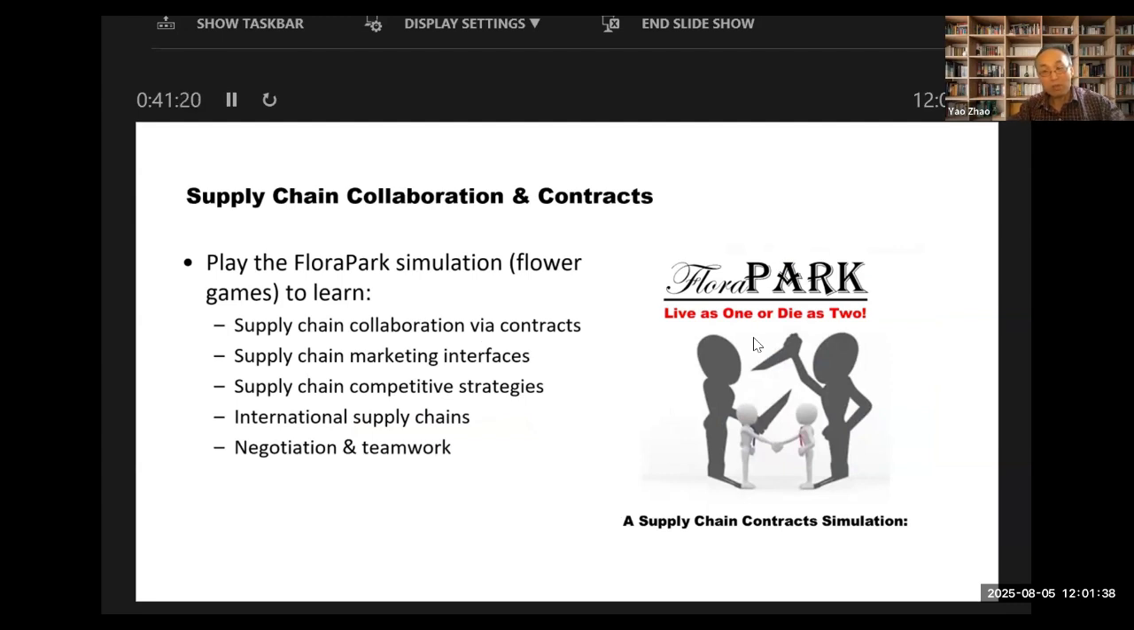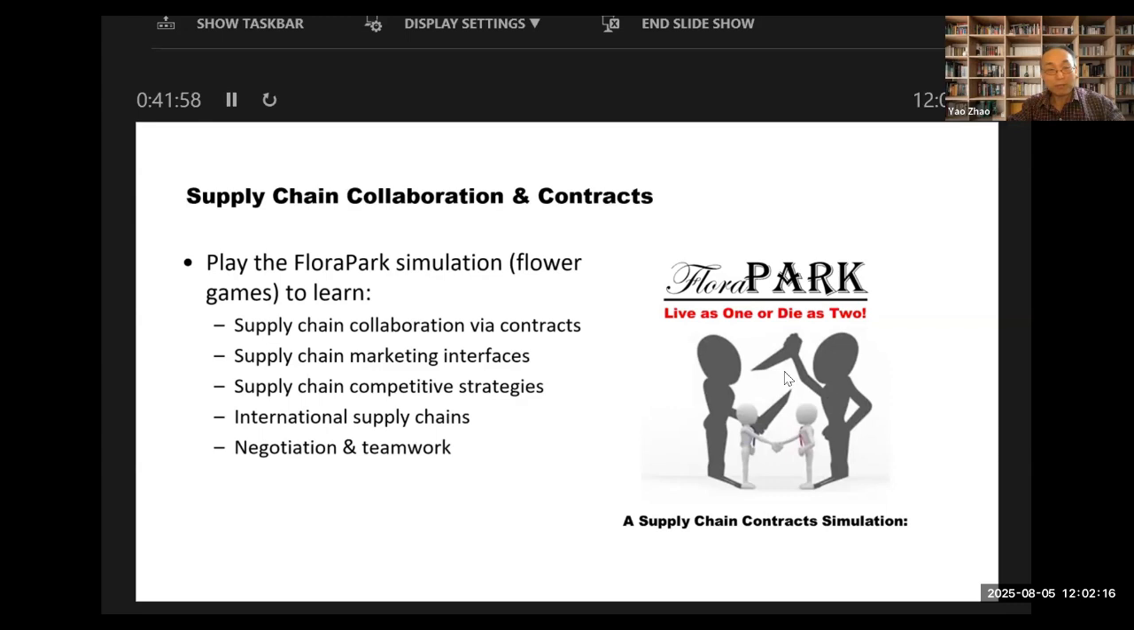So this game is going to put the student into a typical paradox in supply chain management. That is how to work with your trading partners. Your trading partners is your friend, is your collaborator, because you need to work with them to compete with other supply chains. However, your trading partners is also your enemy because you have conflict of interest, you fight with them all the time.